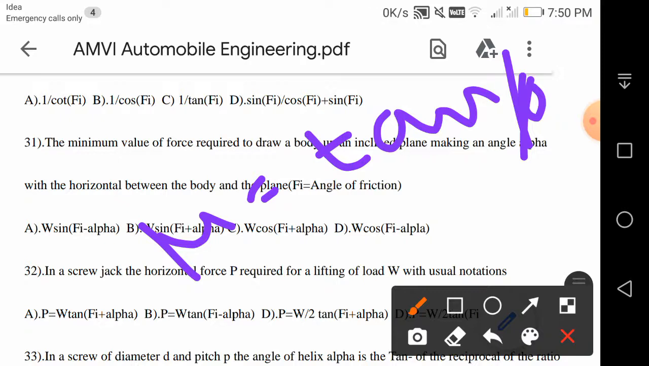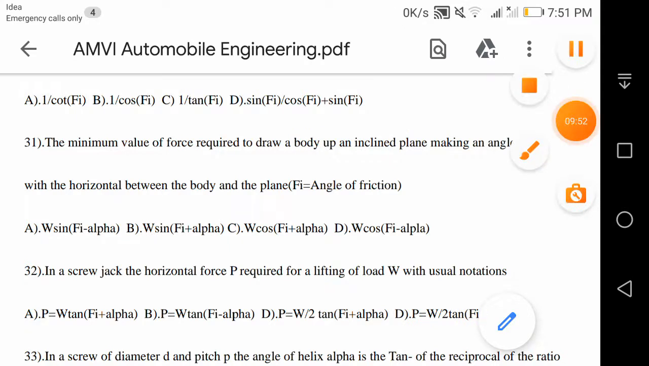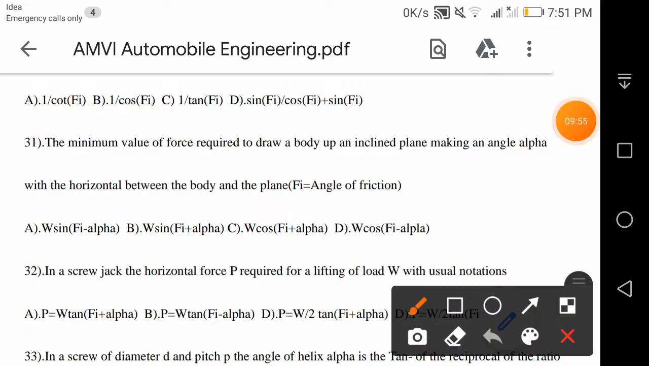The coefficient of friction is neither related to the sine angle nor the cos angle, but it is a ratio of the sine angle and cos angle, that is the tan angle. So tan of the angular friction gives the coefficient of friction. 1 by cot phi is tan phi. So the correct answer is your first one, that is A.